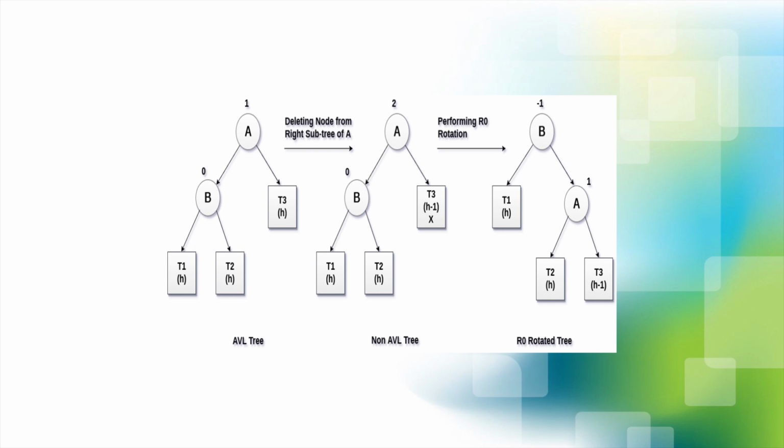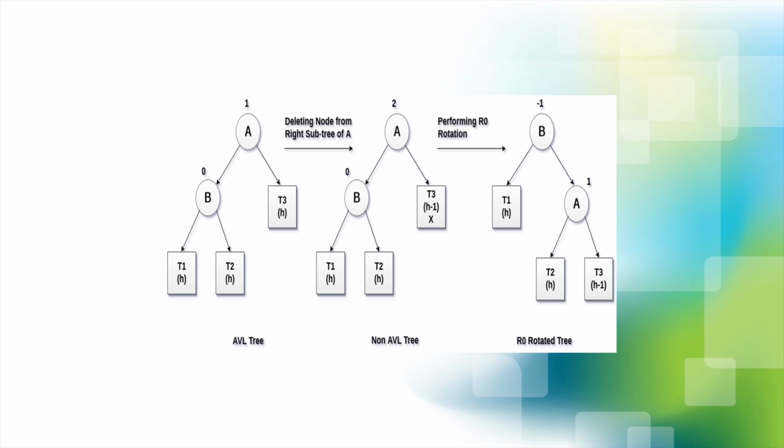The T3 which was connected before the rotation stays as it is, as the right successor of A. So, there is only one change: T2 is disconnected from B as a right child and connected as a left child of A. So, finally, the tree after the rotation is in this form. Now, after performing the rotation, we again calculate the balancing factor. The balancing factor of A is again 1, and for B, the height of left is only h and the height of right is 1 plus h.